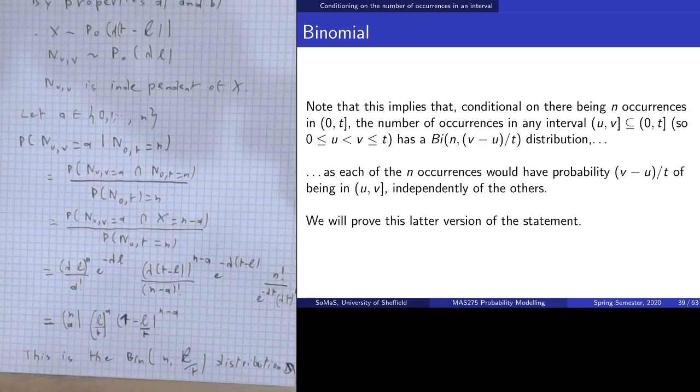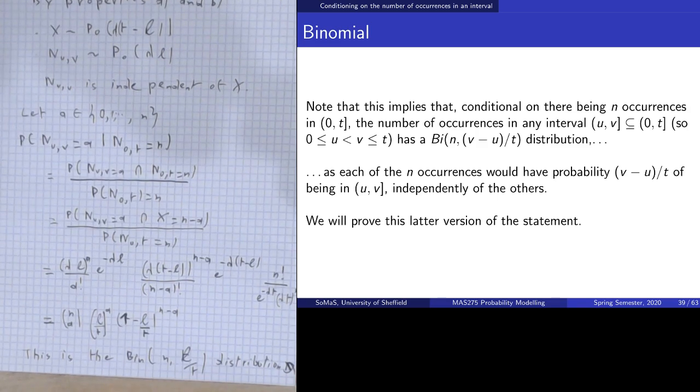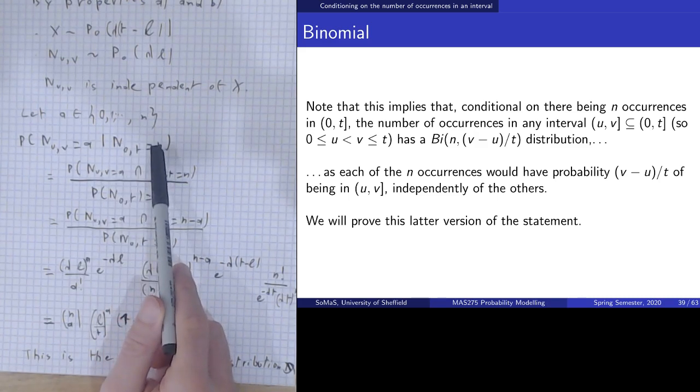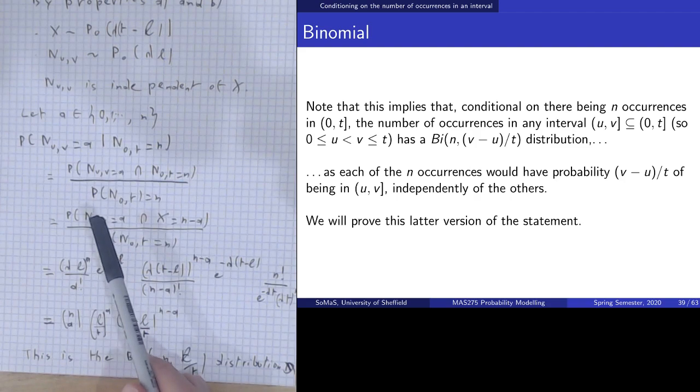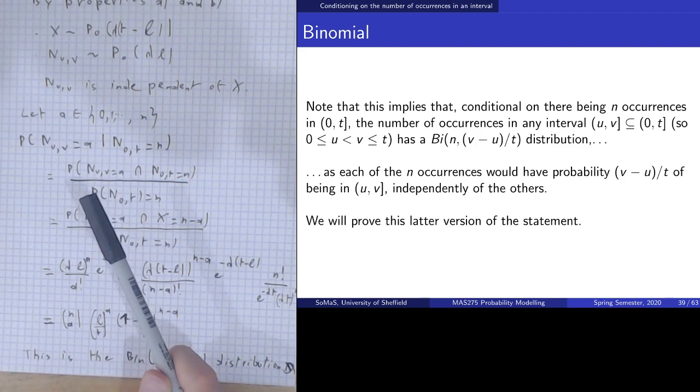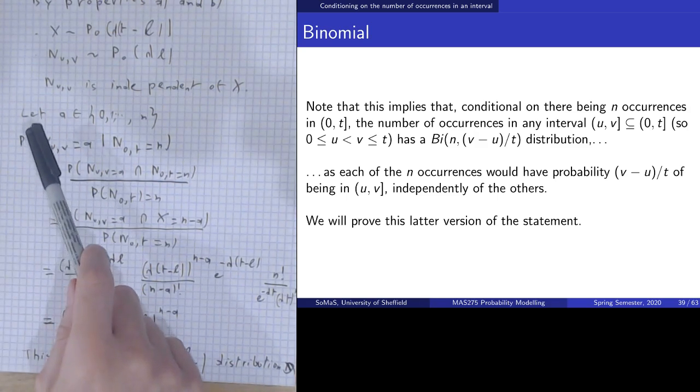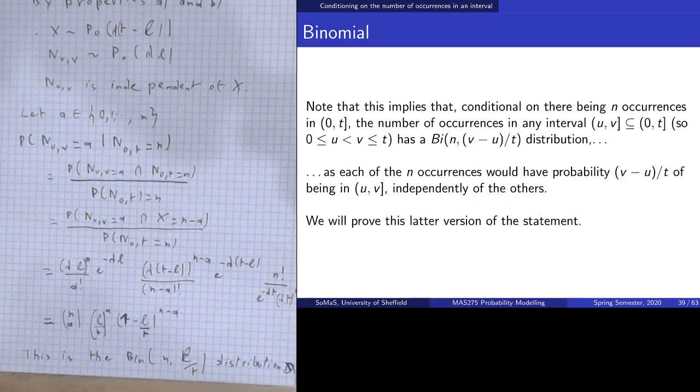Okay, this may remind you of the proof of what we did with marking. And yes, that makes sense, because again, we're splitting a Poisson variable N_0t into two variables, N_uv and X, and this is done through a binomial choice thing. So this is actually very much related to marking. Instead, the mark is whether we're in between u and v or not.